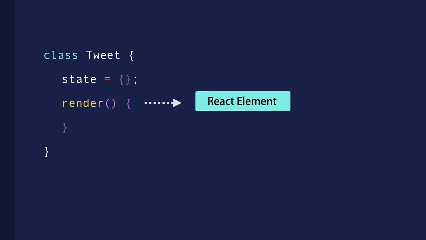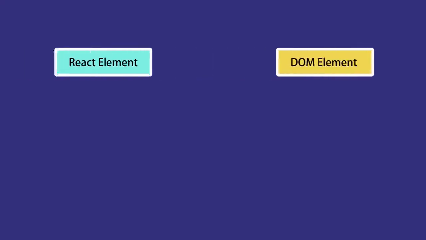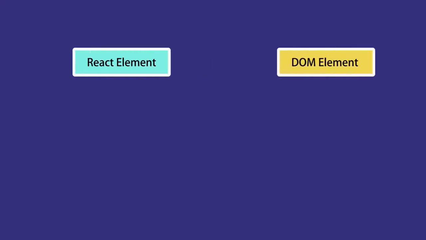In terms of implementation, a component is typically implemented as a JavaScript class that has some state and a render method. The state here is the data that we want to display when the component is rendered. And the render method, as you can tell, is responsible for describing what the UI should look like. The output of this render method is a React element, which is a simple, plain JavaScript object that maps to a DOM element.